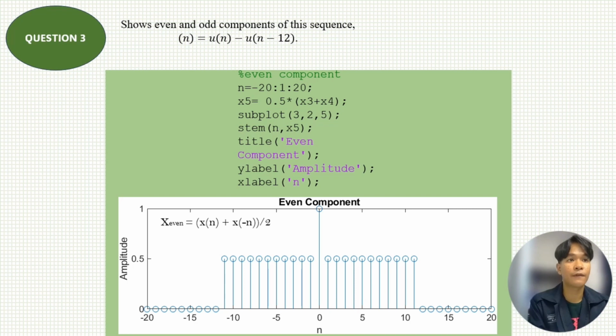So after we find the x[n] and also x[-n], the next step we are going to do is find the even component. To find the even component, we are going to use this formula, which is x even equal to x[n] plus x[-n] divided by 2. So the operation, we can write it in MATLAB using the second line, x5 equal to 0.5 multiplied with x3 plus x4. So after we do the operation, we get the signal like this.